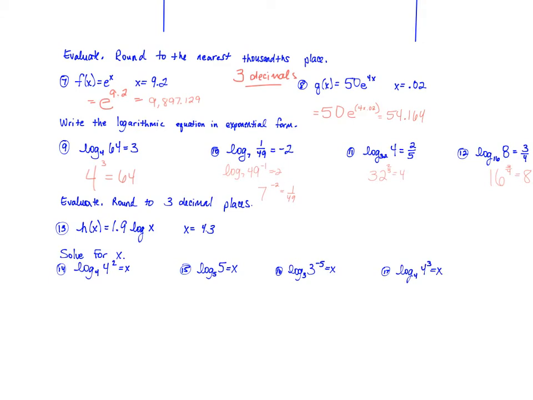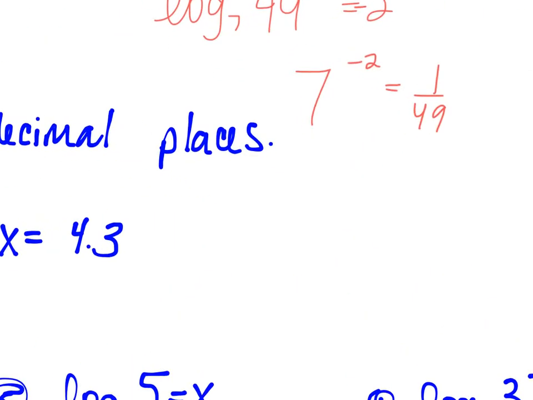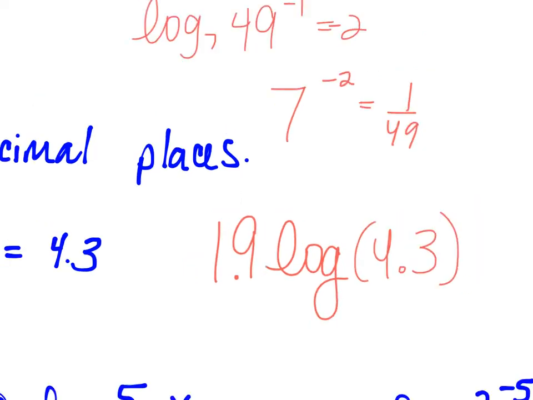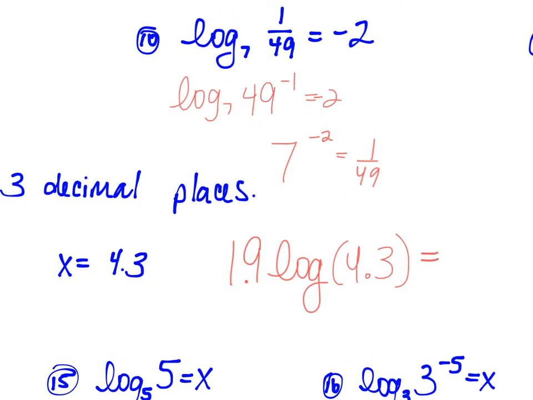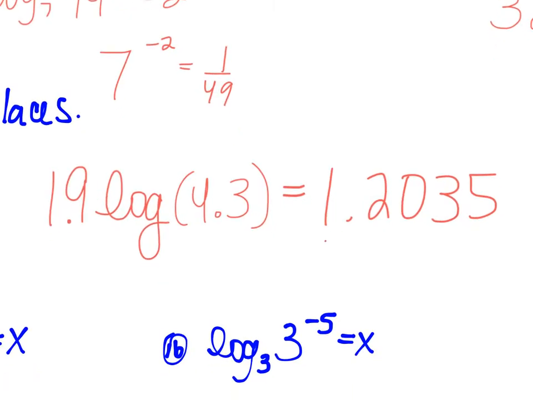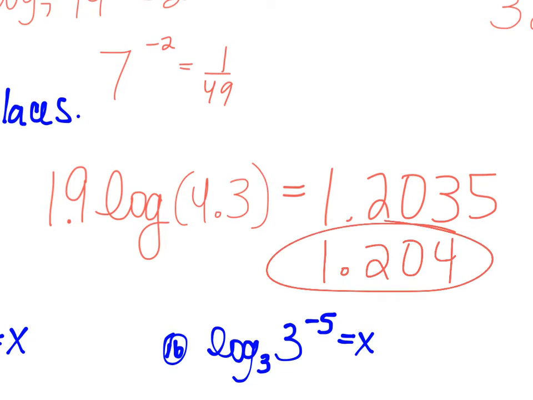All right, I'm evaluating again. So I have 1.9 log 4.3. Put that in your calculator just like that. I want 3 decimal places. 1.9, hit the word log, and then 4.3, make sure you close your parenthesis. What are we getting? 1.203. So I should have 1.204.